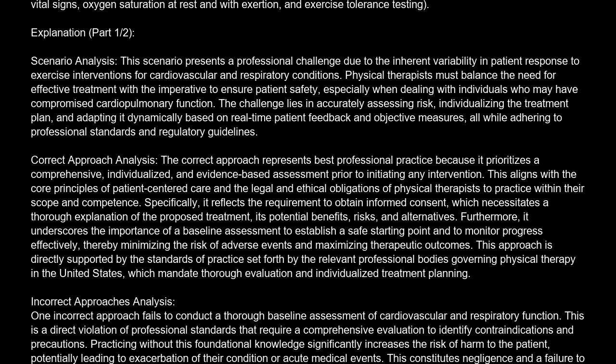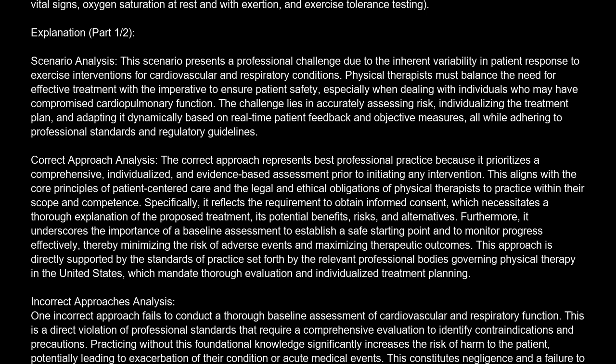interventions for cardiovascular and respiratory conditions. Physical therapists must balance the need for effective treatment with the imperative to ensure patient safety, especially when dealing with individuals who may have compromised cardiopulmonary function. The challenge lies in accurately assessing risk, individualizing the treatment plan, and adapting it dynamically based on real-time patient feedback and objective measures, all while adhering to professional standards and regulatory guidelines.